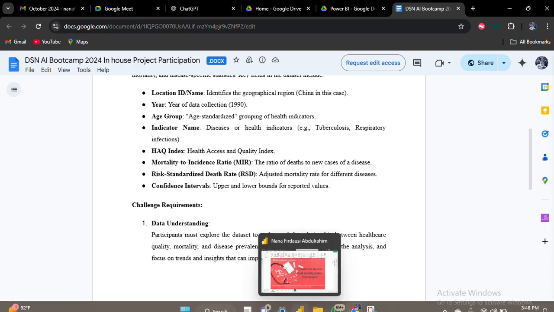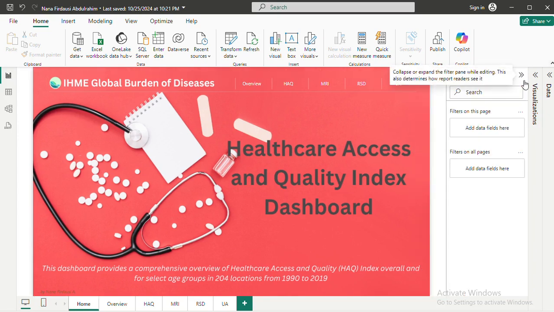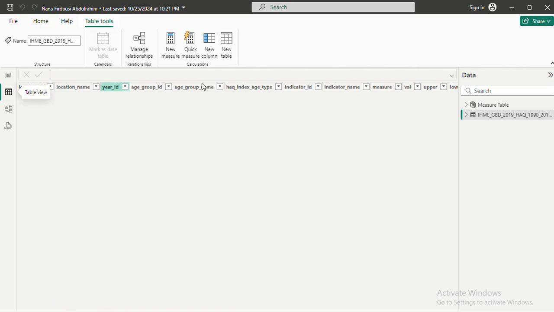So after exploring the data sets, I was able to find out the relationship between the mortality rate and other indicators. So I used Canva to design the first page, and then I added the buttons to navigate to each of my reports. So here's what my data looks like.